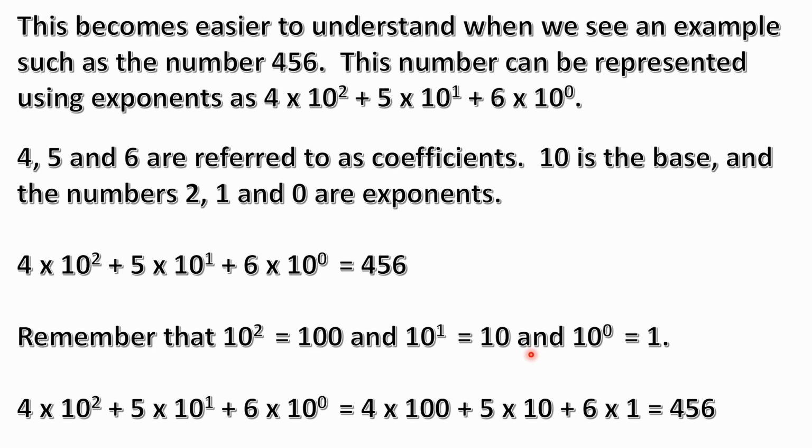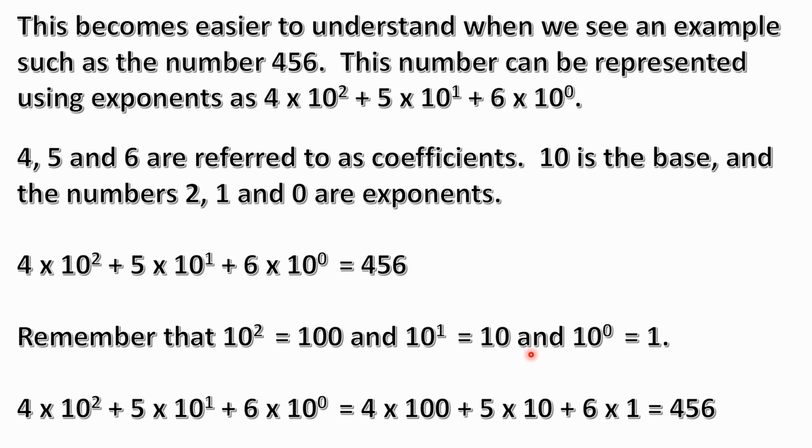For example, let's take the number 456. This number can be represented using exponents as 4 times 10 squared plus 5 times 10 to the first power plus 6 times 10 to the 0 power. If you look at that, 4, 5, and 6 are referred to as coefficients. 10 is the base, and the numbers 2, 1, and 0 are exponents. So you have 4 times 10 to the second plus 5 times 10 to the first plus 6 times 10 to the 0 power, which is 456.